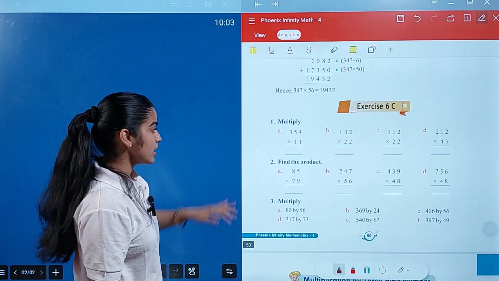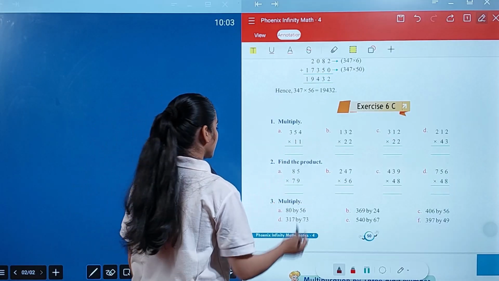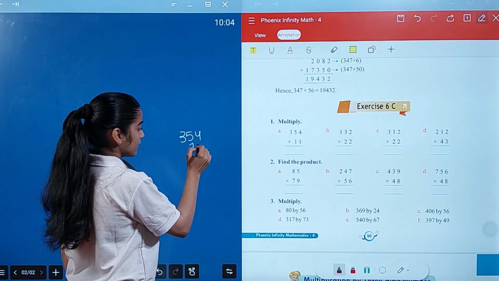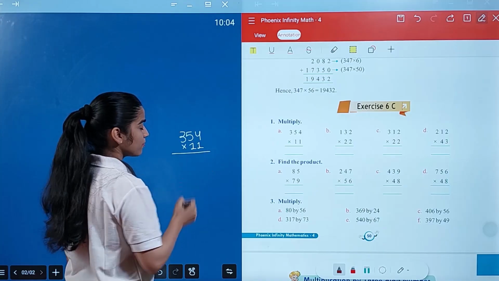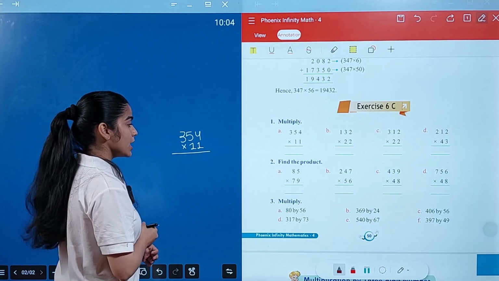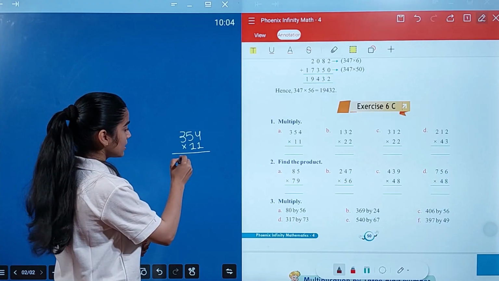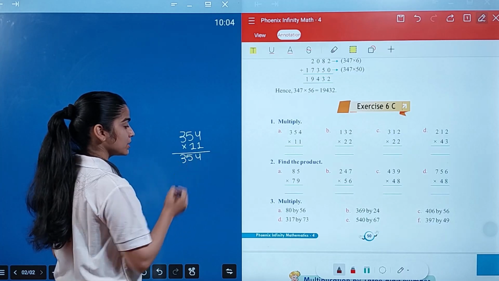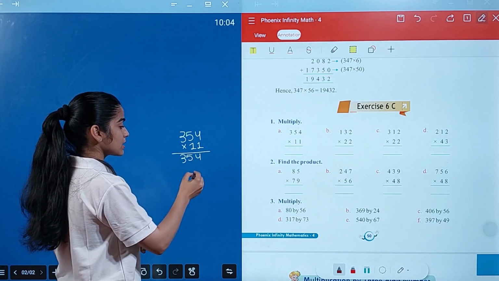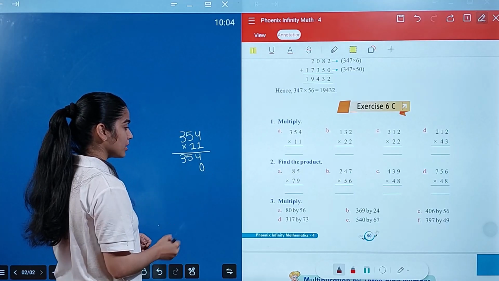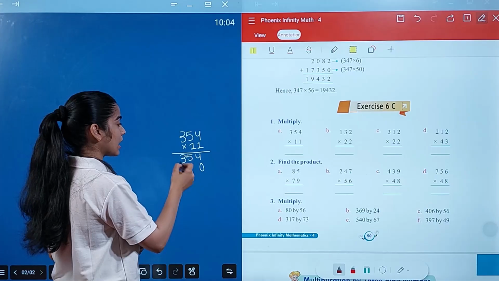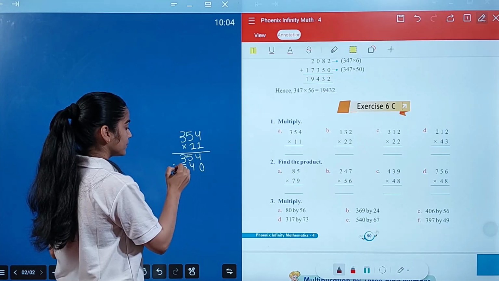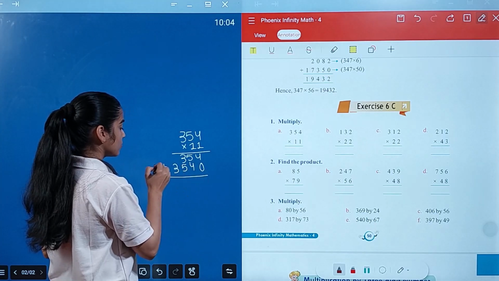So let's do this. Now we have to multiply 354 with 11. In this case, we know the property of multiplication by 1, which means if we multiply any number with 1, we get the same number. So when I multiply 1 with 354, I get the same number, 354. Now we move forward to the next multiplier. I have to write first 0 here, and the same thing repeats: whenever I multiply any number with 1, I get the same number. Now I have to add these two numbers together.